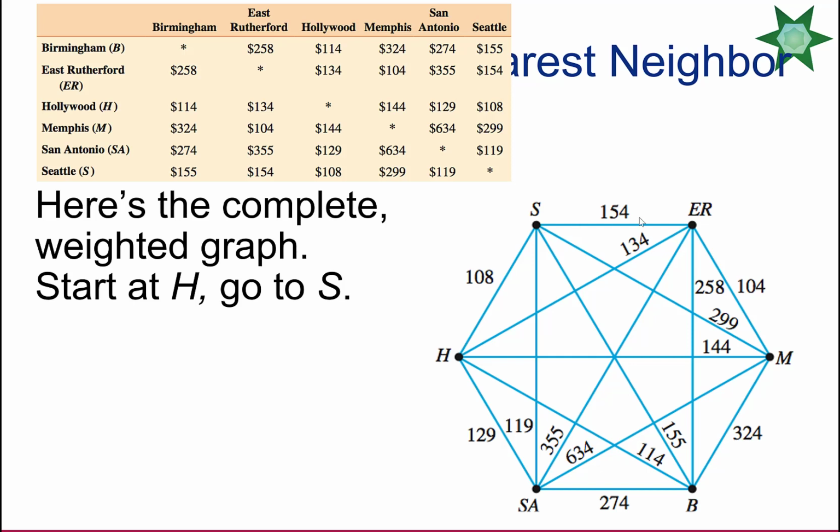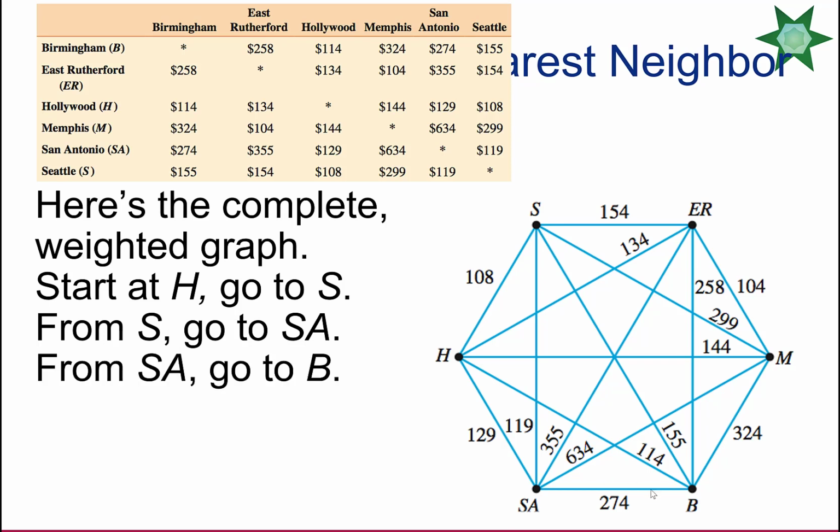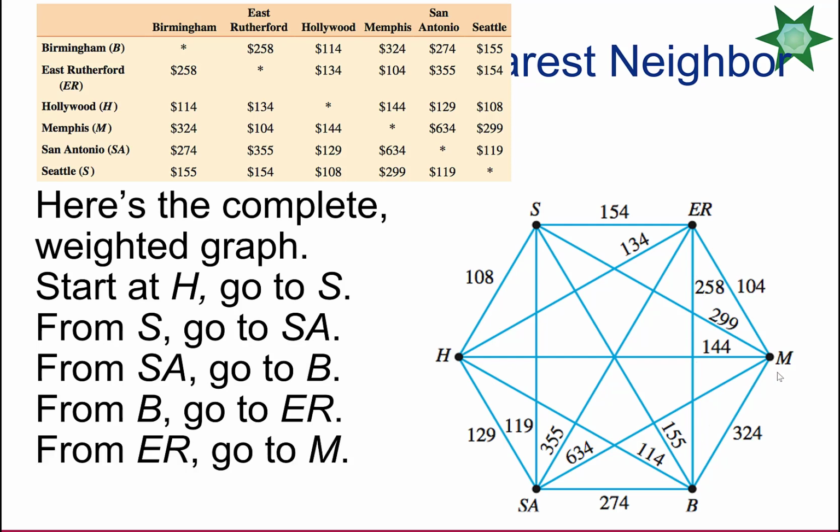We want to pick the next edge that has the lowest cost associated with it, and we see that actually is going to take us to San Antonio. Now from San Antonio, we don't want to go back to Hollywood. We want to go to one of the remaining locations that we haven't been to, 3 locations, either East Rutherford, Memphis, or Birmingham. And it looks like this time it's going to be Birmingham at $274. So now from Birmingham, we're either going to go to Memphis or we're going to go to East Rutherford. And East Rutherford has a lower cost, $258. And then finally, there's only one city left, and that's Memphis. And then from Memphis, we go back to Hollywood.